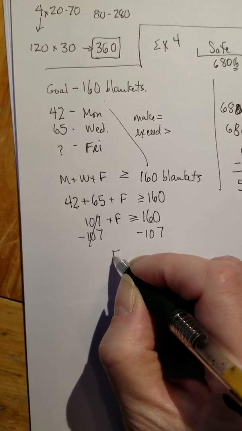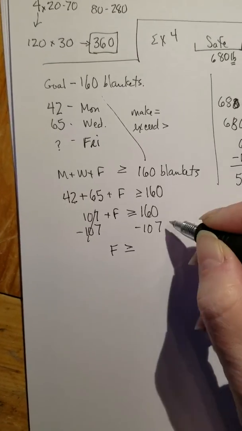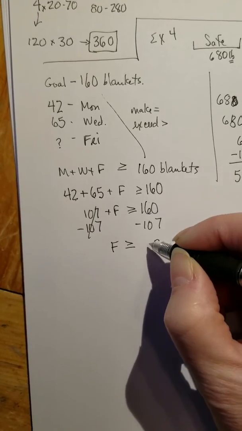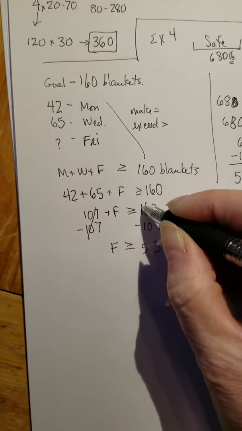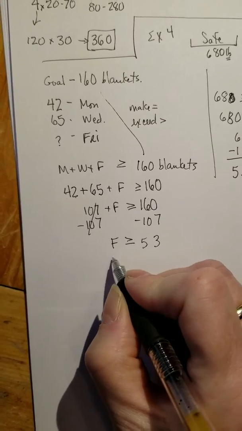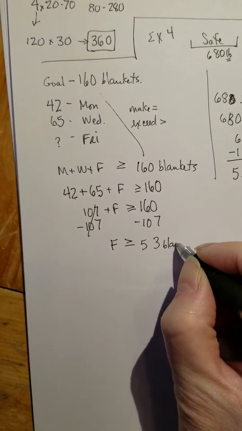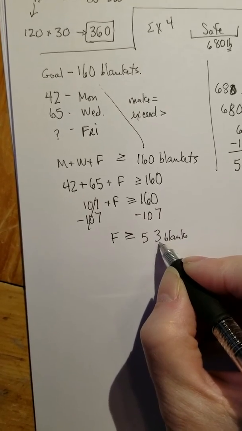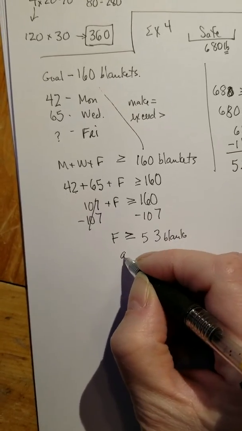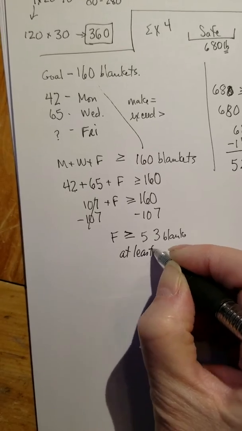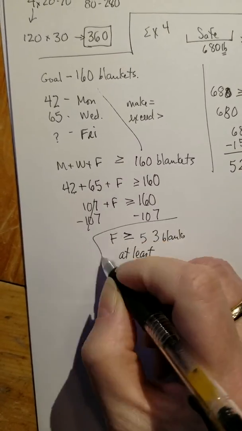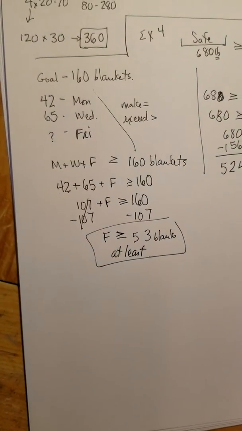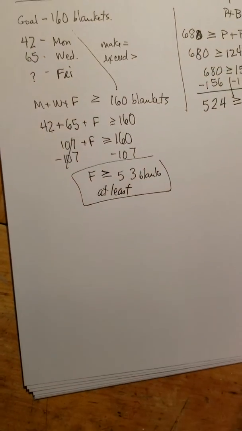So I have Friday blankets is greater than or equal to 7 from 10 is 3, 0 from 5 is 5, 1 from 1 is 0. So by Friday, they have to bring more than or equal to 53 blankets. So that would be, in that kind of terms, at least 53 blankets by Friday to meet their goal of 160. Now we get to our problem solving.